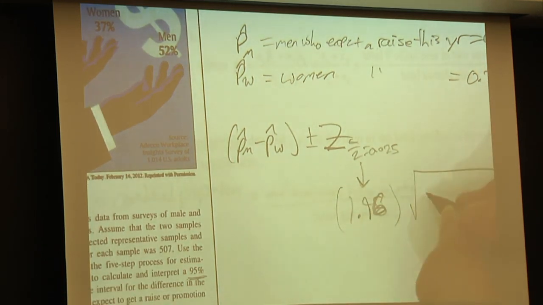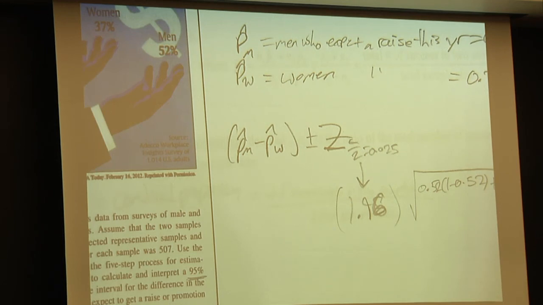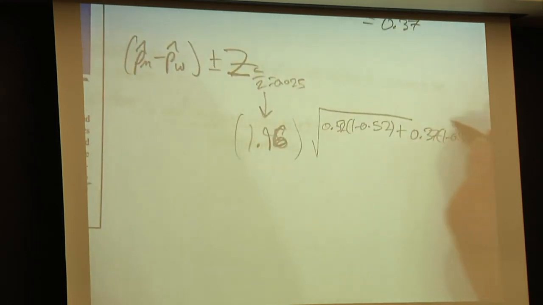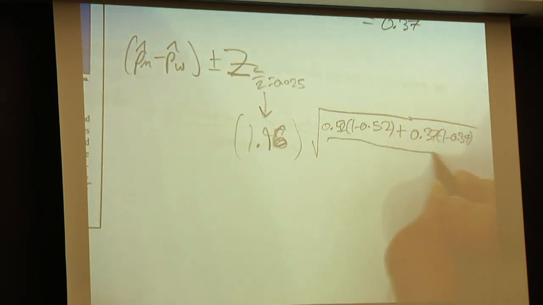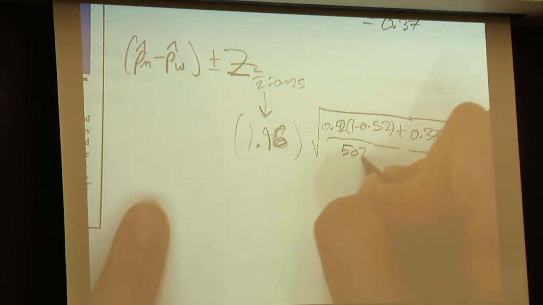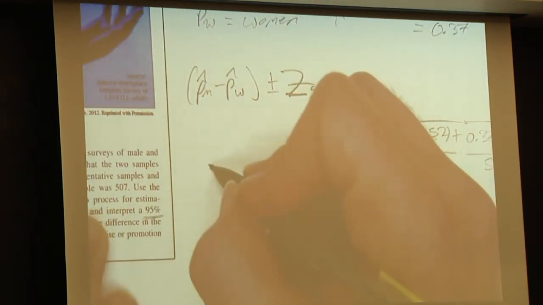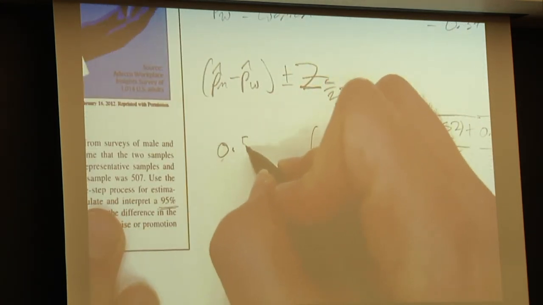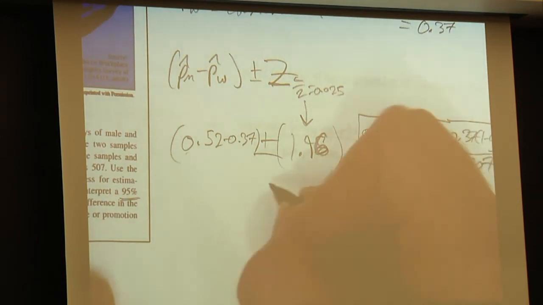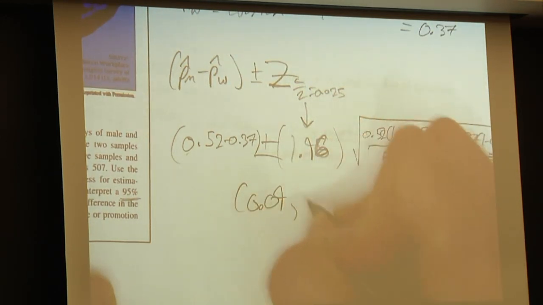Times this whole formula, and then you'll have 0.52 times 1 minus 0.52 plus the other proportion. We're just filling them into that formula we saw up here. Divided by their individual n's. They both had 507 under them, both samples. And then we had these subtracted from each other here, 0.52 minus 0.37. And that was plus or minus all of that stuff. We do some math, we get an interval of 0.09 to 0.21.